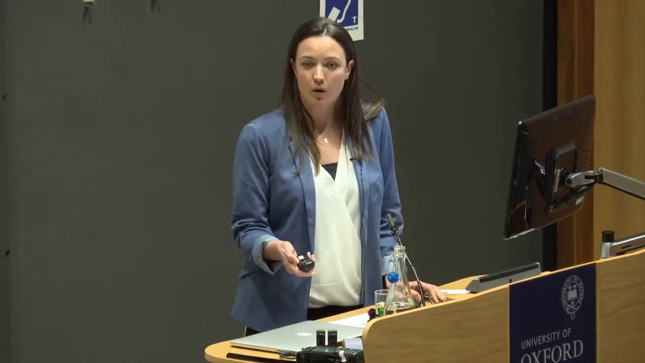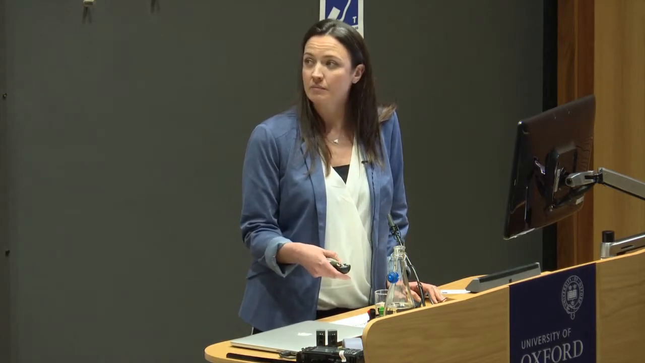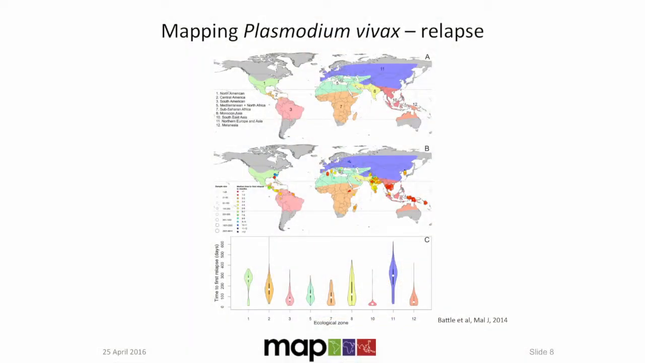But what we're now trying to do is generate an estimate of how many new clinical cases happen each year, which is a very different metric, but we think is more operationally useful for people who work within country programs. So in order to go from prevalence to an incidence map, we first needed to understand, does relapse vary geographically? So this phenomenon of when the hypnozoite wakes up.